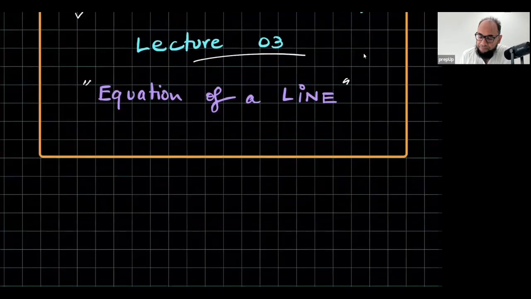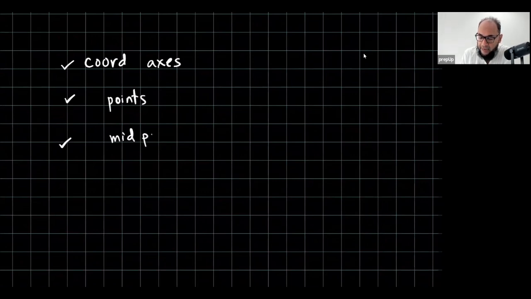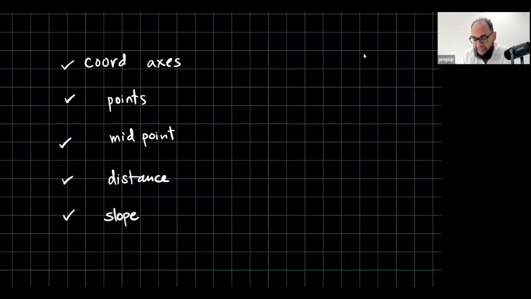Now previously we have talked about the basic concept, the idea of coordinate axes. We talked about points, we talked about midpoint, and we talked about the distance between 2 points on that plane, on the Cartesian plane that is. And we also talked about slope, incline, gradient of a line. And let's continue our journey with the concept of slope.